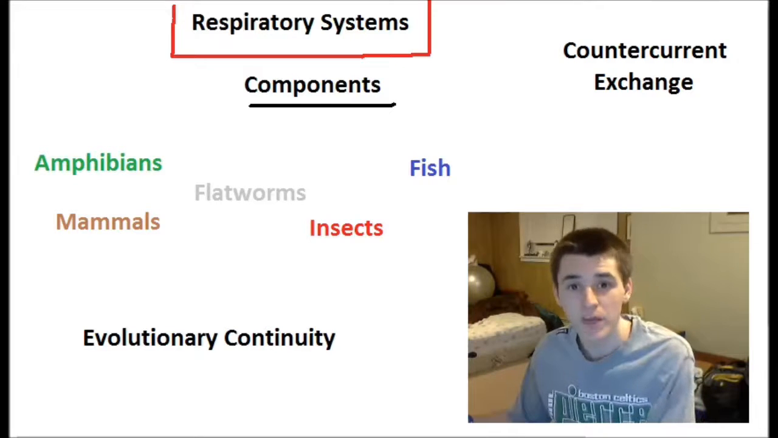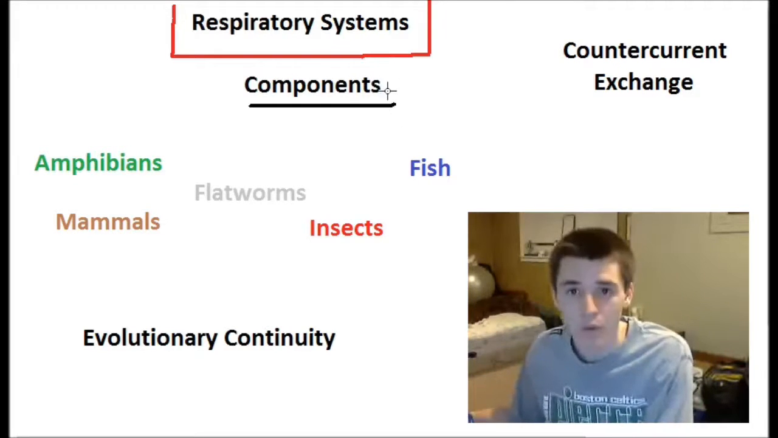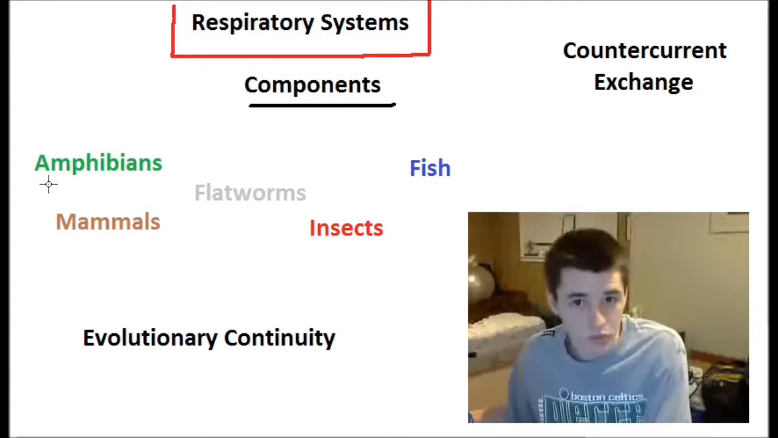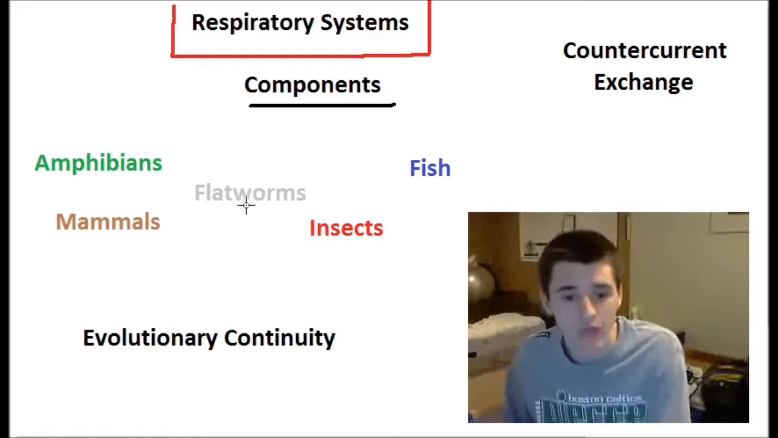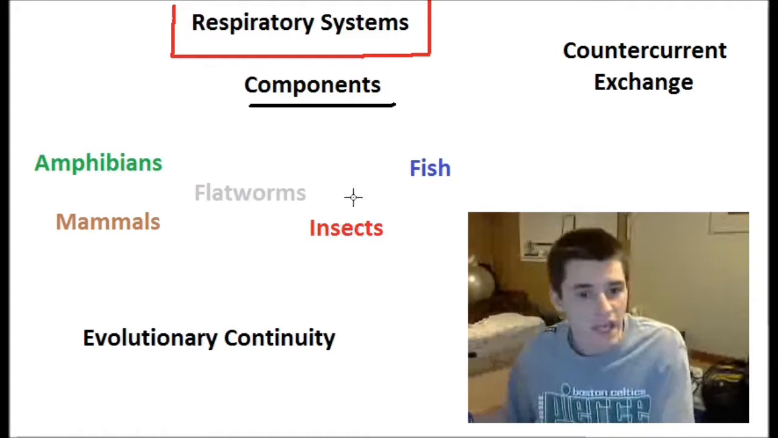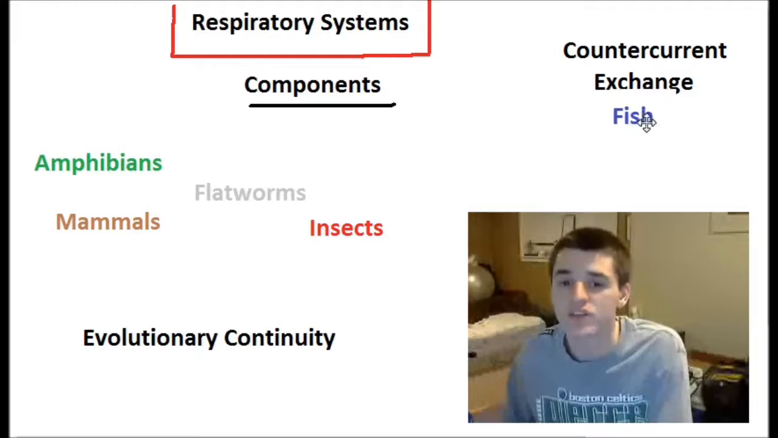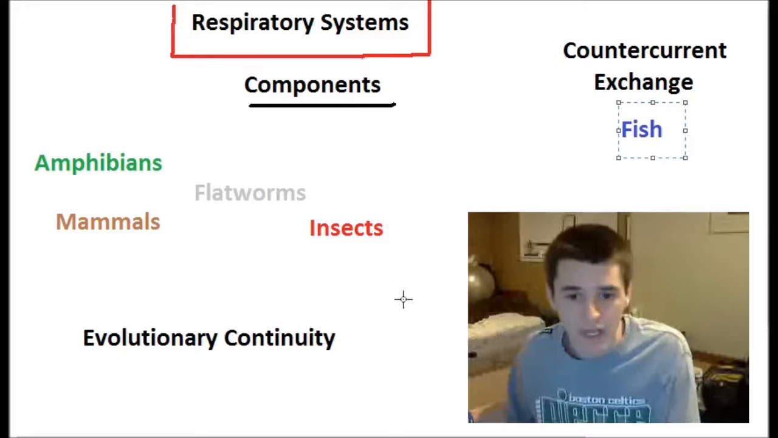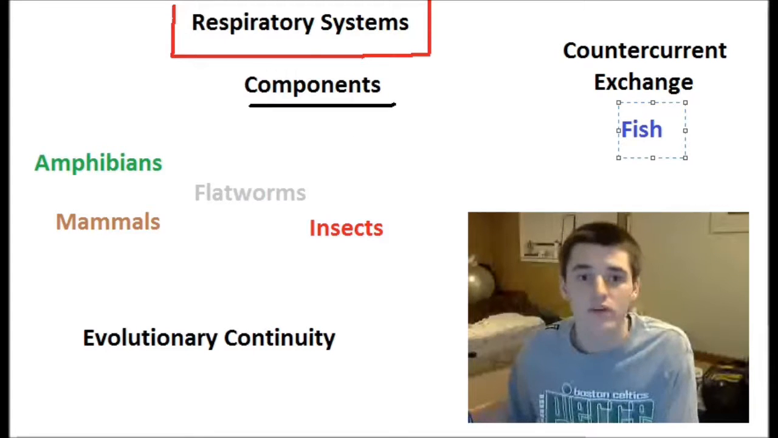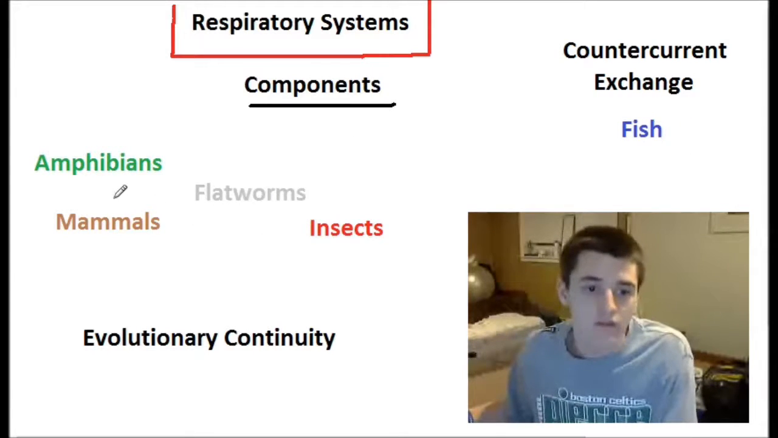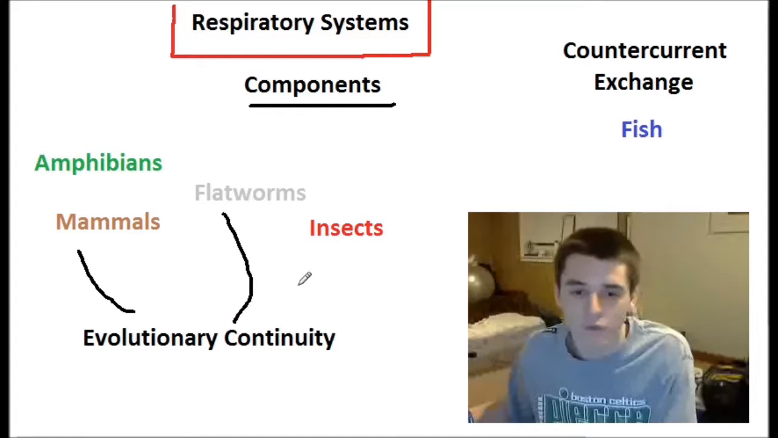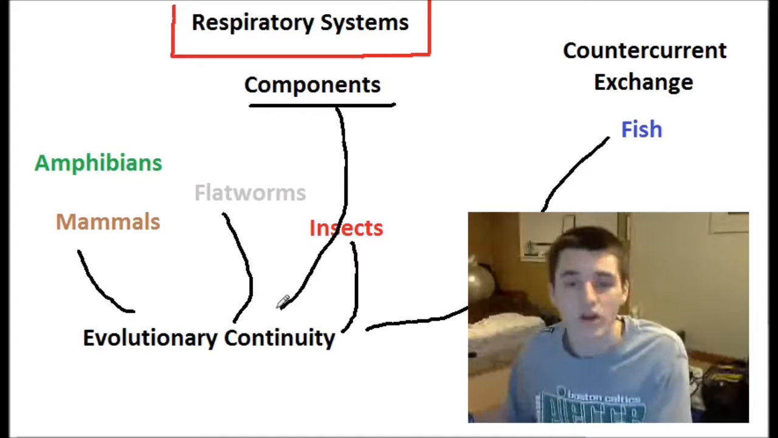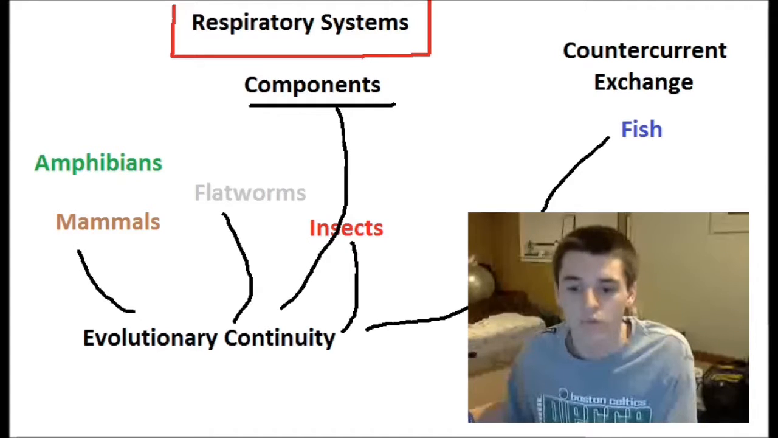Guys, in this podcast we'll be talking about respiratory systems and their components, or what it takes to make a respiratory system. We'll be talking about respiratory systems in amphibians, mammals, flatworms, insects, and fish. And fish will make a great transition into talking about the countercurrent exchange that happens in their gills. We'll be talking about how all of these show evolutionary continuity, and there'll be some connections on a large scale level. So, let's get right into it.